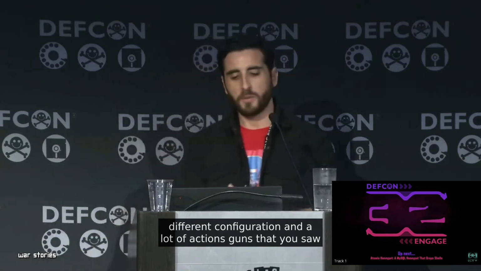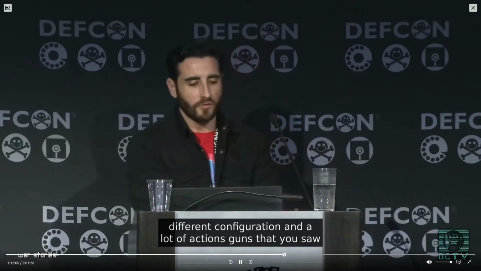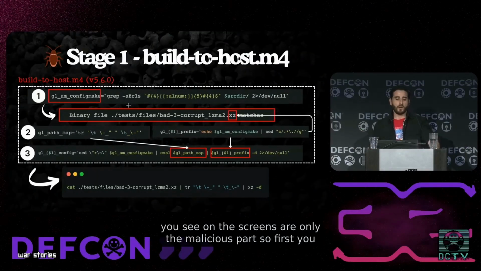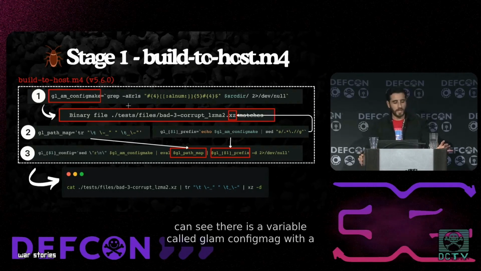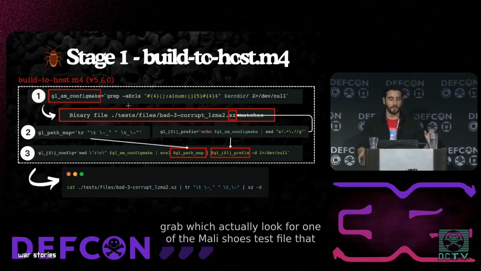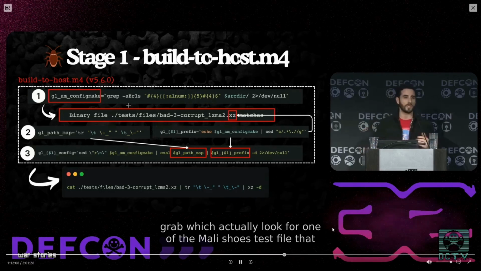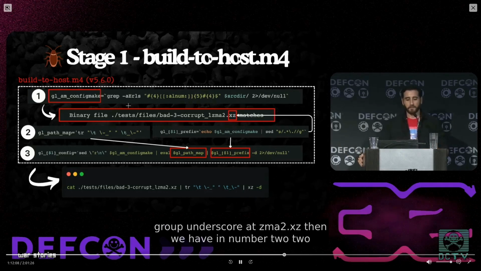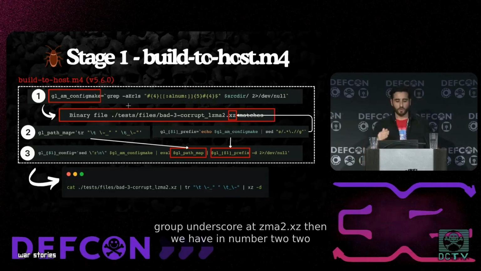So let me talk a little bit more about the build-to-host.m4 file. I will focus here on version 5.6.0. What you see on the screen is just the malicious part of this file, just to focus on what it is exactly doing. But imagine that this file is super big with a lot of different configuration and a lot of legitimate actions. So the ones that you see on the screen are only the malicious part.